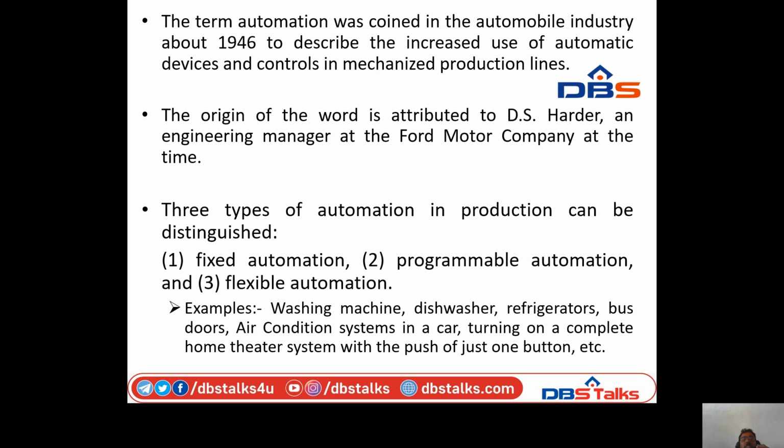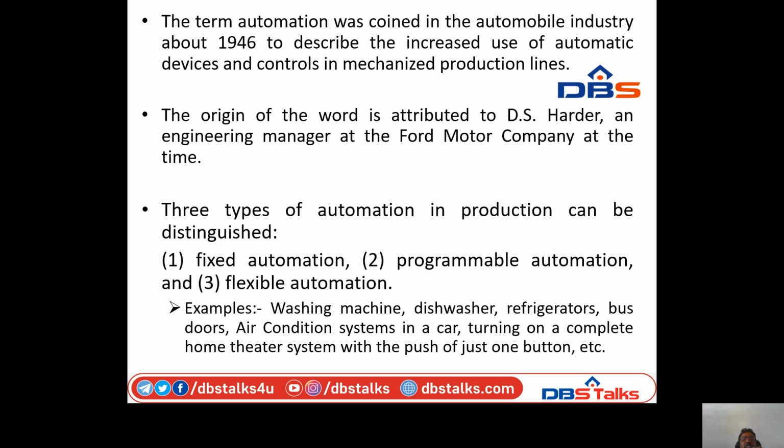The term automation was coined in the automobile industry about 1946 to describe the increased use of automatic devices and controls in mechanized production lines. The origin of the word is attributed to D.S. Harder, an engineering manager at the Ford Motor Company at the time.